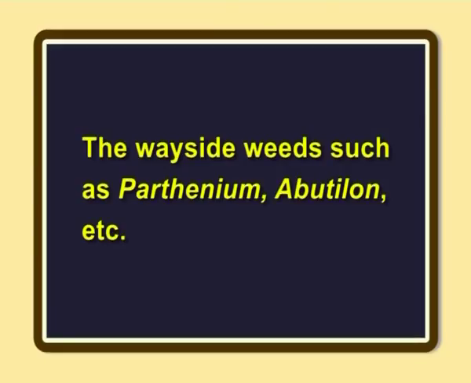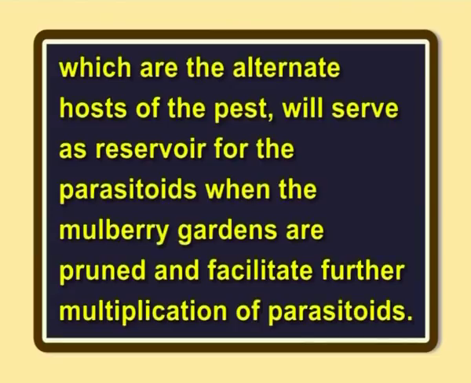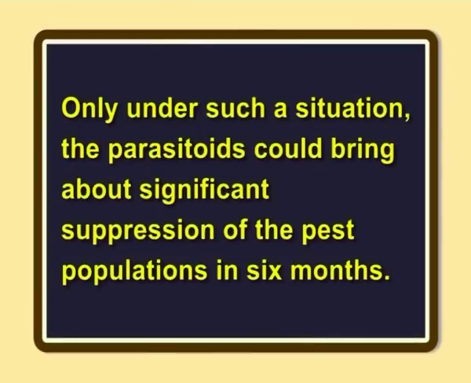The wayside weeds such as Parthenium, Abutilon, etc., which are the alternate host of the pest, will serve as a reservoir for the parasitoids when the mulberry gardens are pruned and facilitate further multiplication of parasitoids. Hence, these weed plants should not be destroyed. One should avoid using chemical insecticides so as to achieve better conservation of field-released parasitoids as well as to facilitate effective suppression of the papaya mealybug. Only under such a situation, the parasitoids could bring about significant suppression of the pest populations in 6 months.